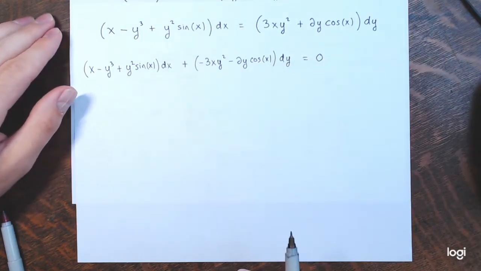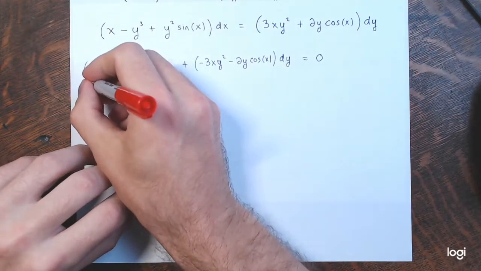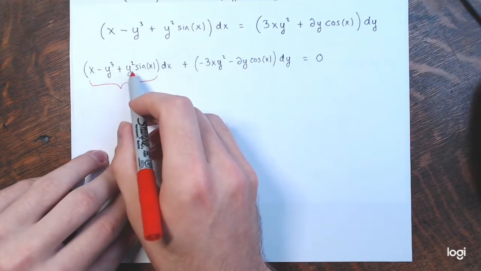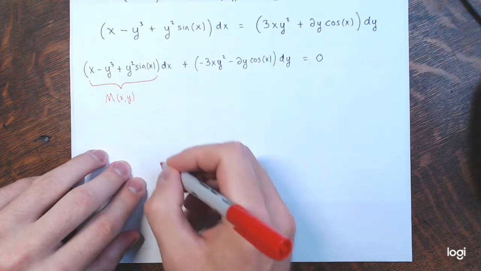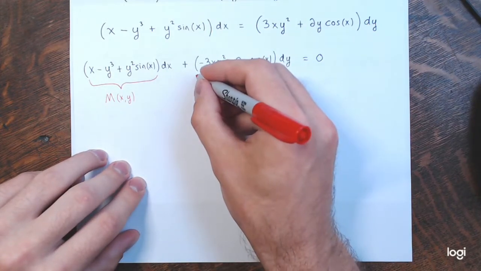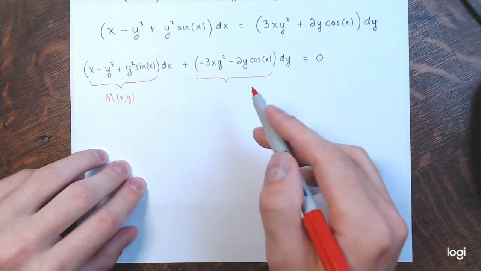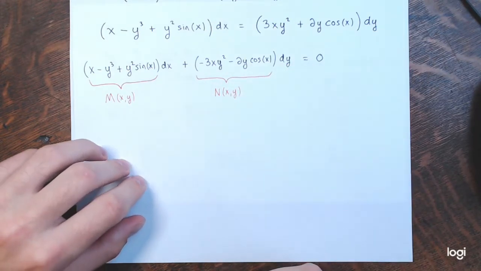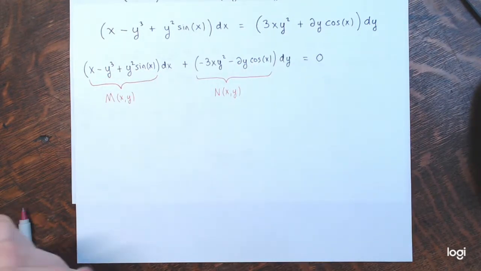Right. So here I have it in the form that I wish, where you have some function of x and y, this x minus y cubed plus y squared sine x. Again, I'm going to call this M of x, y. And this expression here, the negative 3xy squared minus 2y cosine x, that'll be N of x, y. And again, I want to confirm that this side is the total differential of some function, what we'll call f.